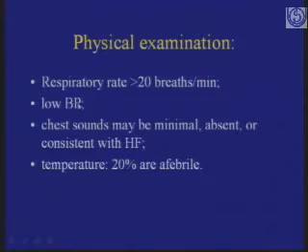There may be such basal crepitations that you may actually think the patient is having heart failure. So you need to be very careful when you assess these patients. And like I have said earlier again and again, up to 20% of patients are actually afebrile. They will never have fever.